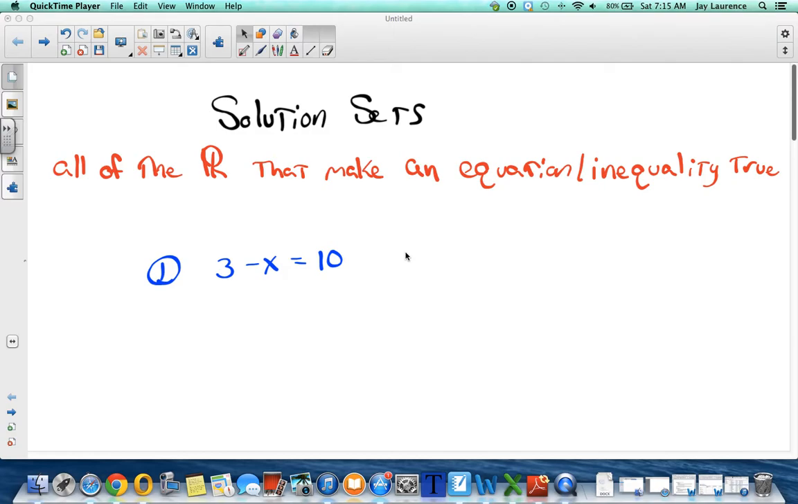What's that you say, Derek? What's that you say? Solution sets? Solution sets. Get this definition down. Are you ready, Caitlin? Colton, are you paying attention?